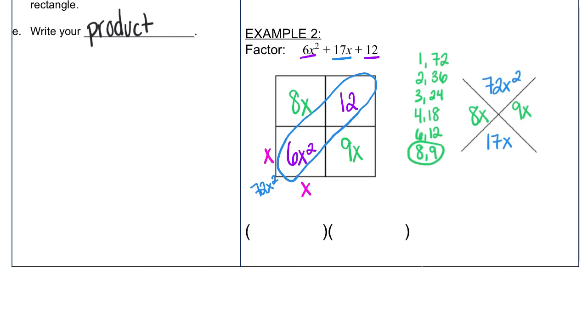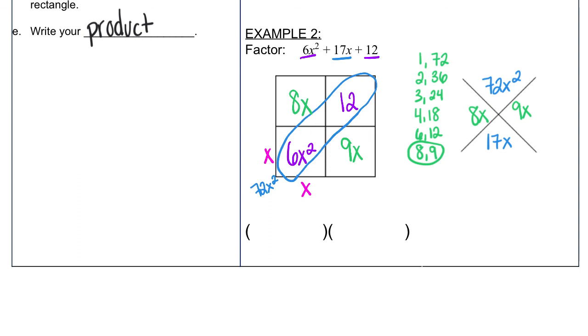Now if I were to use the 1 and 6 combination, 6 doesn't multiply nicely into 8 without using a decimal, and 6 doesn't multiply into 9 without using a decimal. So that automatically eliminates the 1 and 6 combination. So then our next option is to use the 2 and 3.